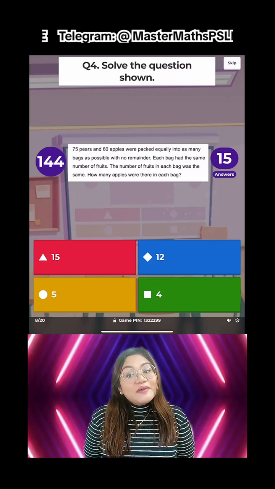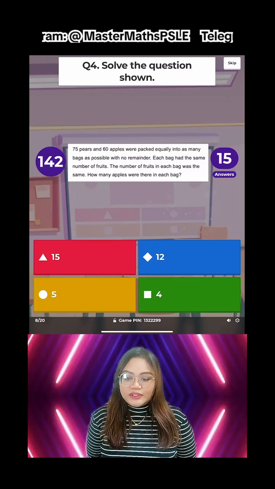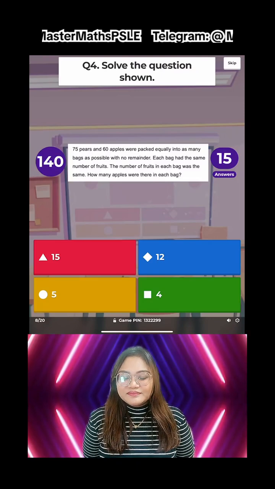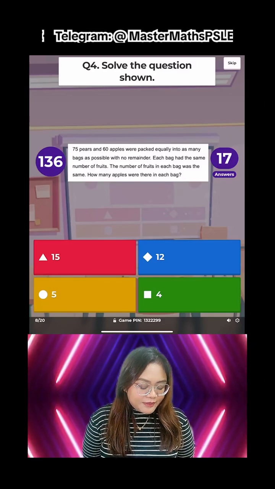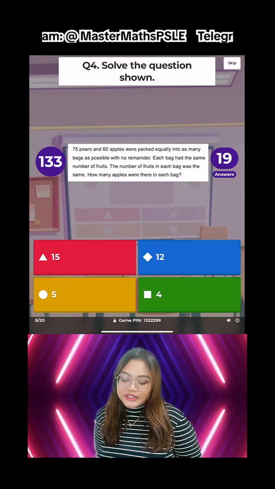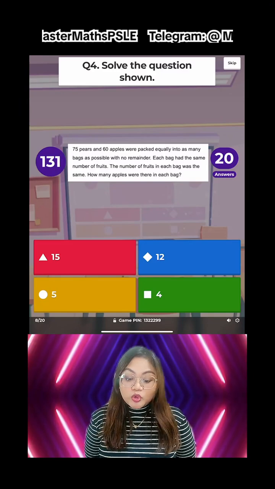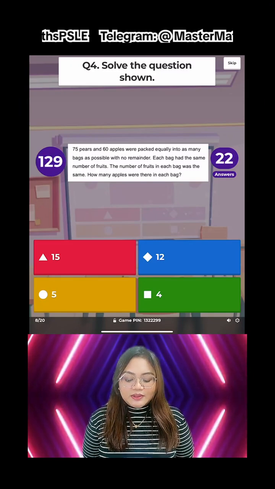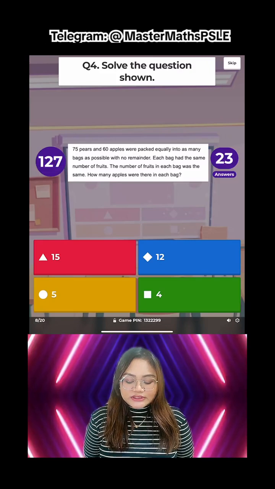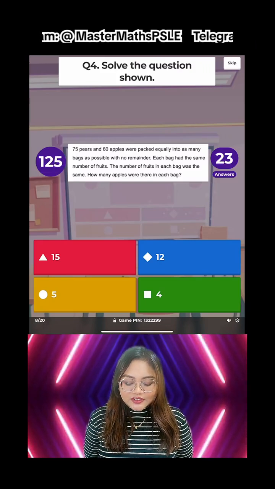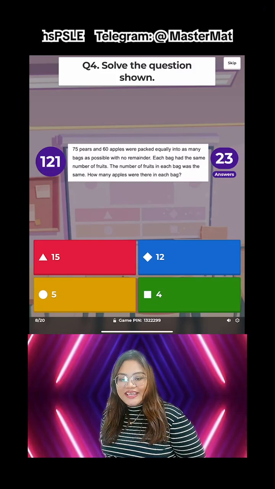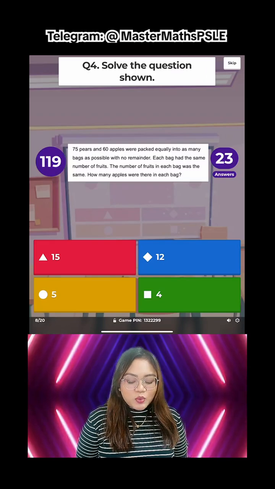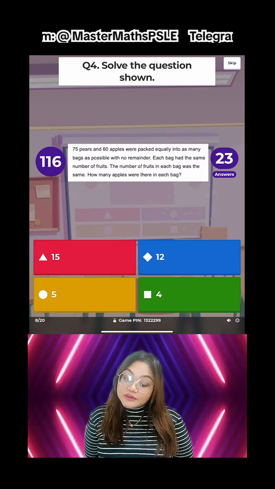Okay. Anyway, I want to share with you one tip later on, after you are done with this question. So 75 pears and 60 apples, they are packed equally into as many bags as possible with no remainder. Each bag had the same number of fruits. The number of apples in each bag was the same. How many apples were there in each bag? Okay, there is just one small typo there.